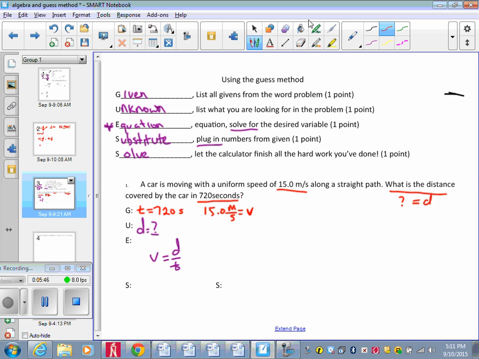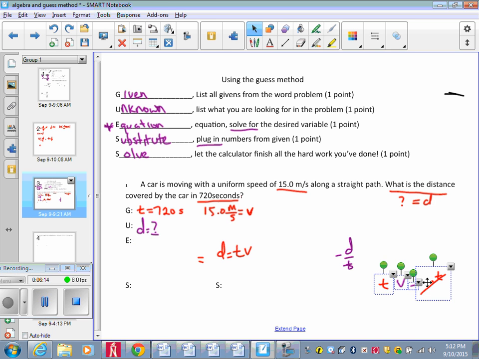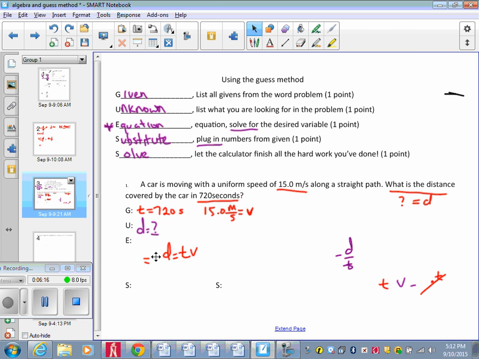We did that before, on another worksheet. I get d by itself by getting rid of this divide by t, right? So I multiply by t, do the opposite of divide by t. Do it to both sides. So my equation is displacement equals time times velocity. Great. Okay, now, check this out. Let's get that out of the way. So that's my equation.